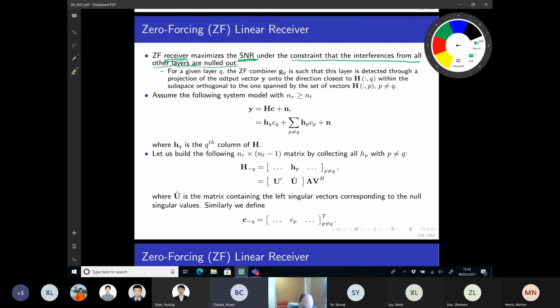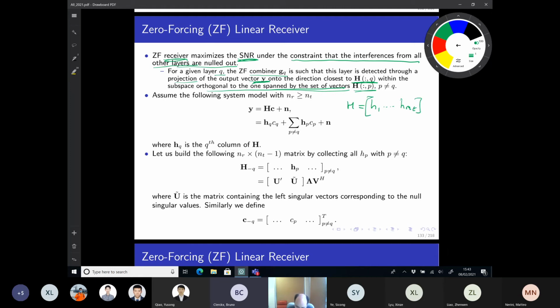Imagine you want to decode the stream Q, right? And so you want to design a combiner for that stream Q, right? And what you do is that you project the output vector onto the direction that is the closest to the column of H that is corresponding to the stream Q, but still that is orthogonal to the space that is spanned by the other vectors, the other columns of that matrix, right? So let me write this. H is H1 all the way to HNT.